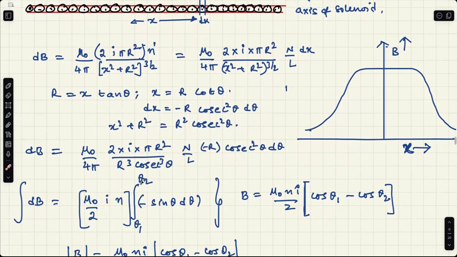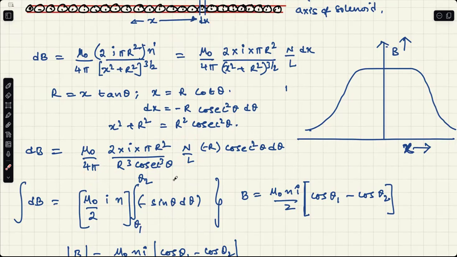This will give dB is equal to mu naught by 4 pi, 2 into I into pi r square by r cube cosecant cube theta, n by cosecant cube. Practically I am substituting all the data that I had. This finally gives mu naught by 2 I n. N by L I am representing as n. So what is finally left? Minus sin theta d theta.